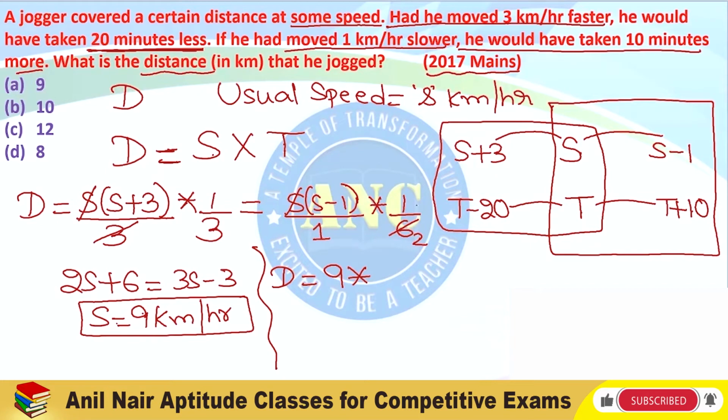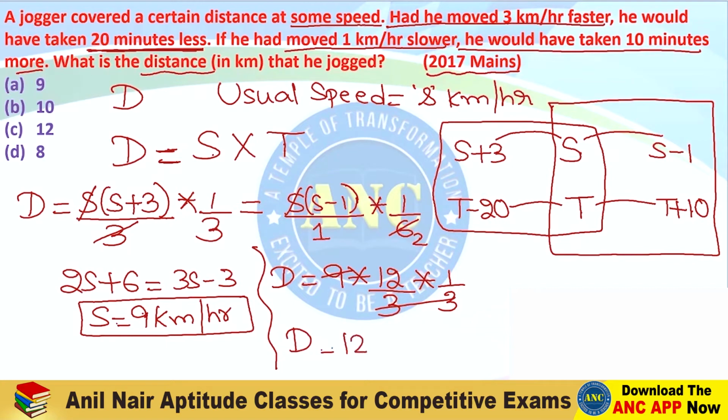You can just substitute there. So basically it is 9 into 9 plus 3, which is 12. I am just substituting and simplifying, divided by 3 into 1 by 3. I hope you are getting it. So 9 cancels with 9 and you are left with 12 kilometers as the distance. So the final answer for this question is 12 kilometers, which is option C.